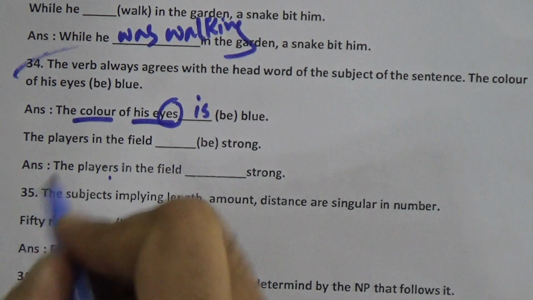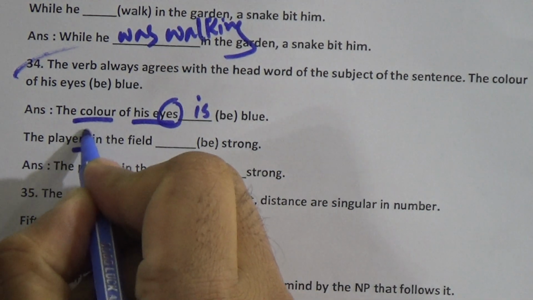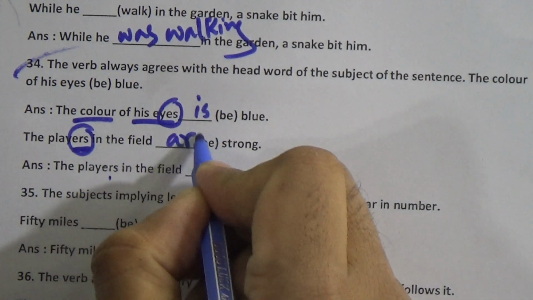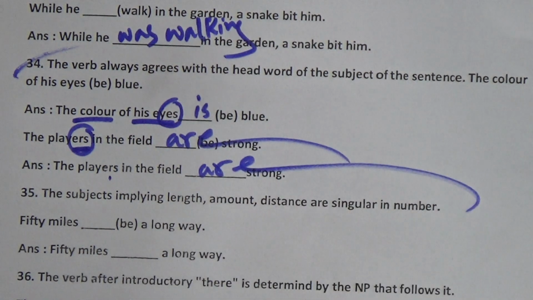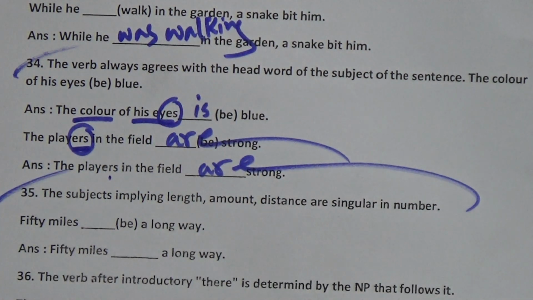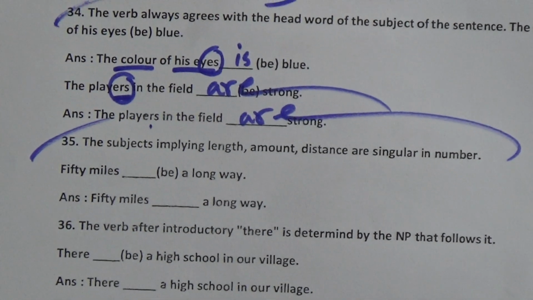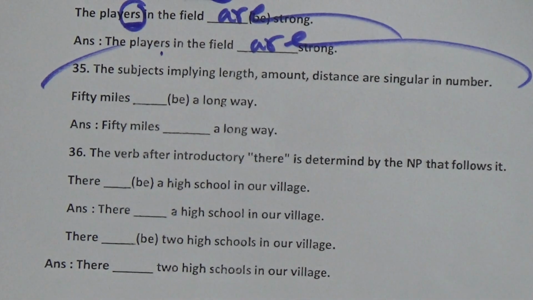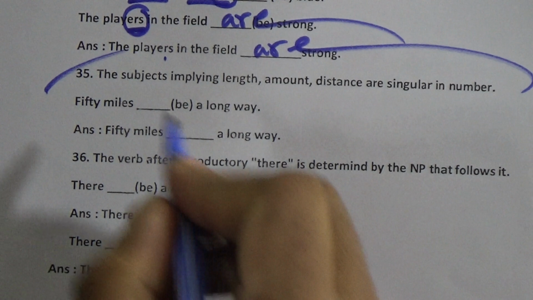The players in the field. Here players is plural, that's why are. The players in the field are strong. Rule 35, the last rule: a subject implying length, amount, distance is singular in number. If the subject implies length, amount, distance, that means it is singular in number.